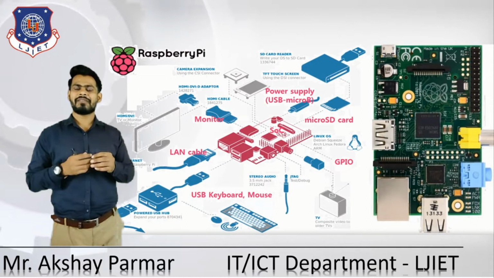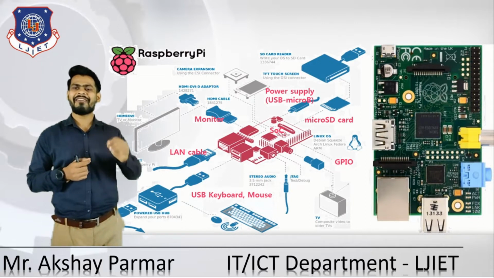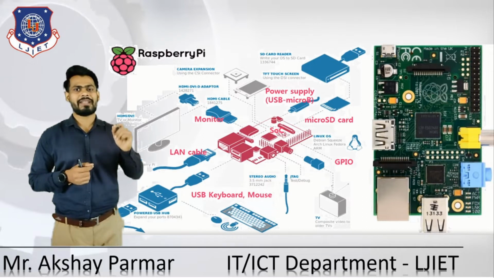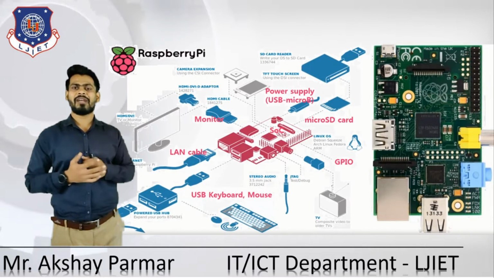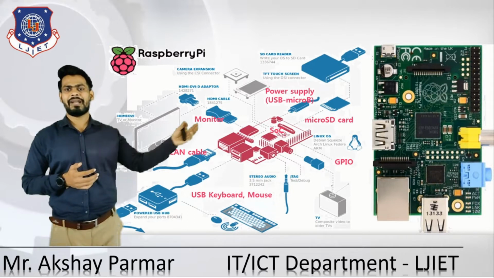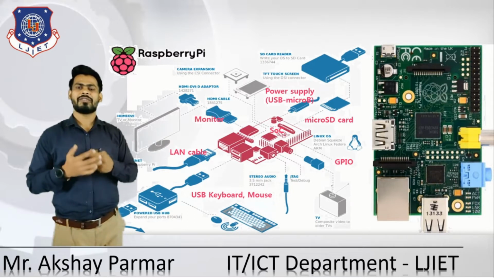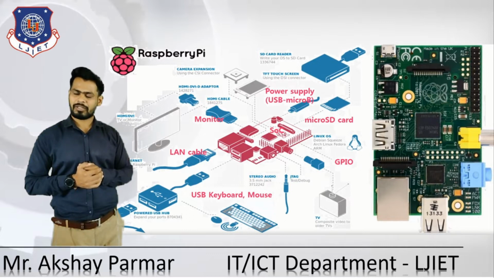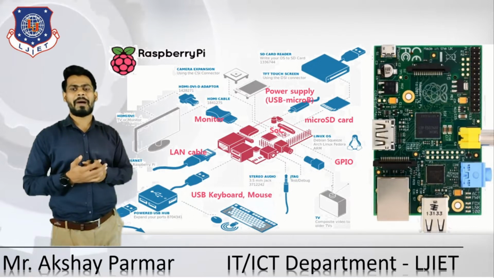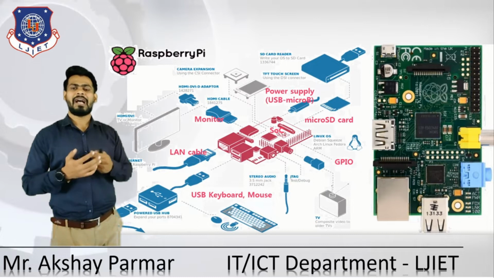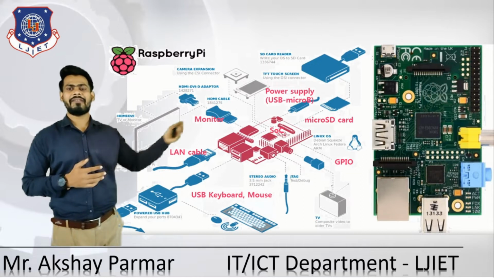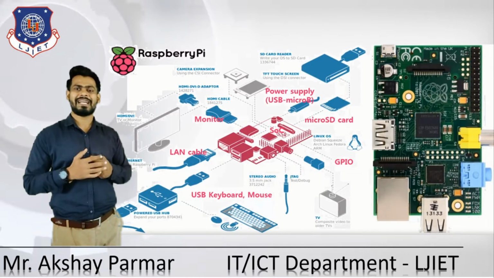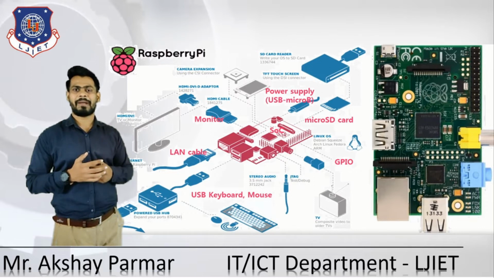The power supply is the foremost fundamental thing for each and every electronic device. For the power supply, we have a micro USB slot embedded in the Raspberry Pi, and with its help we can give power to the Raspberry Pi. After that, for storage, we have a micro SD card slot, by which we can connect a micro SD card with the Raspberry Pi.